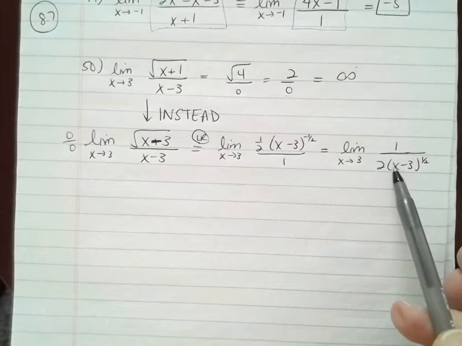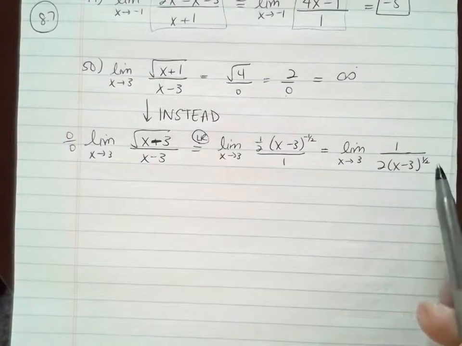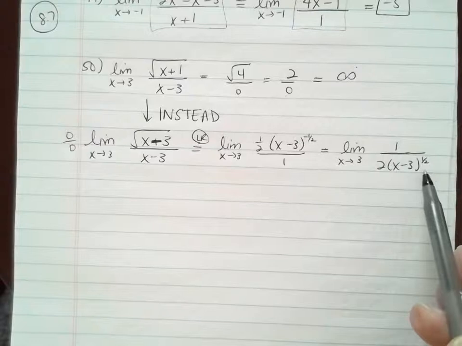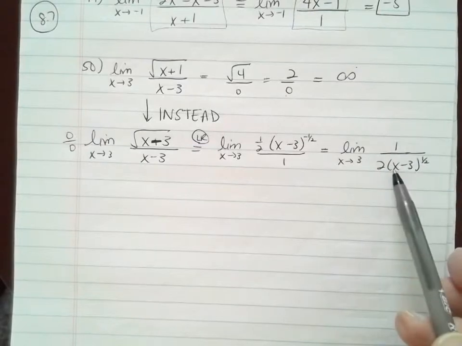Alright, now I'm going to have 0 in my denominator. Okay, and I might not like that. I might want to do this one more time if you want to. 1 over 0, but we can integrate that. 1 over 0 is going to be infinity.